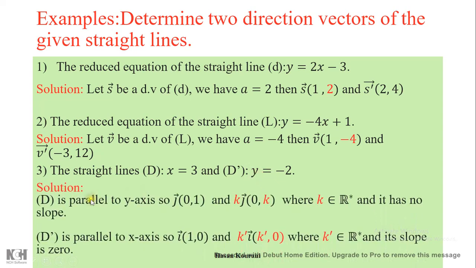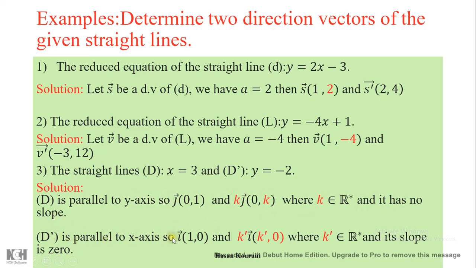Now, let's see the solution, direction vectors. D is parallel to the y-axis, thus j, which is a known vector in the orthonormal system OIJ, whose coordinates are (0, 1), is a direction vector for D. Also we can multiply j by any number k to get (0, k), which is another direction vector for D. As you notice, this is a vertical straight line parallel to the y-axis, so it has no slope.